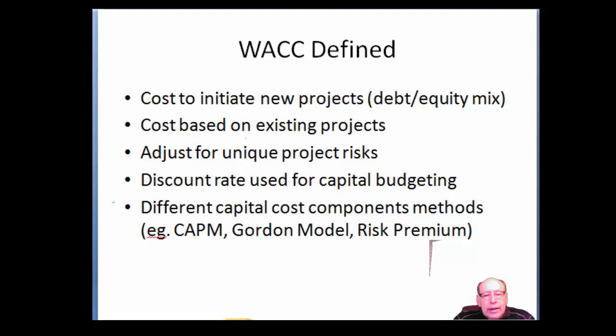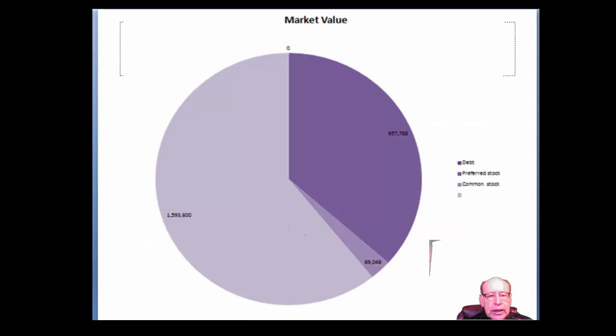That rate becomes our discount rate that we use for capital budgeting, and there are different capital cost component methods that can be used. So, it's not necessarily one. It could be a combination of the capital asset pricing model, Gordon model, risk premium model, any of those kinds of things. So when I'm talking about the composition, here's what I'm talking about.